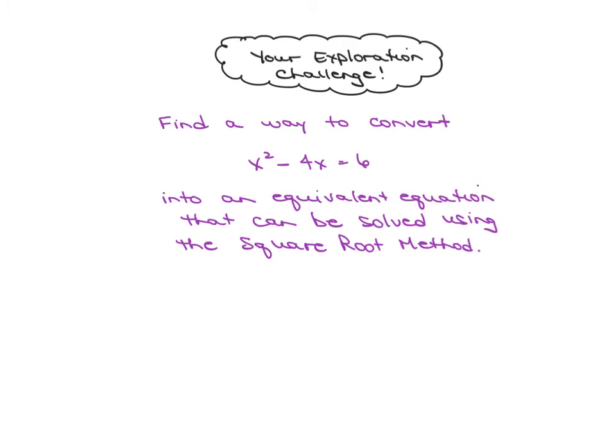Here's your challenge. You need to find a way to take this equation, x squared minus 4x equals 6, and convert it into an equivalent equation, an equation that's going to have the same solutions, that can be solved using the square root method. Once you think you've discovered a technique that you can use to do this, then stop this video and go watch the second video.